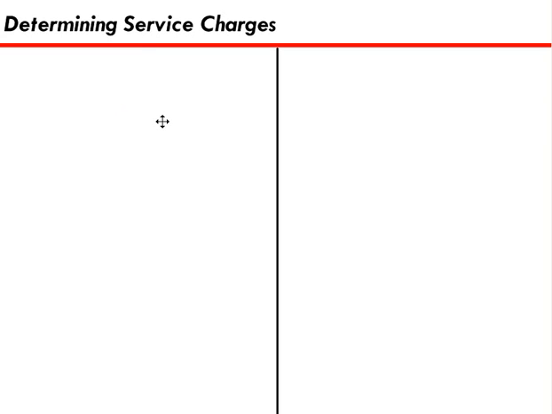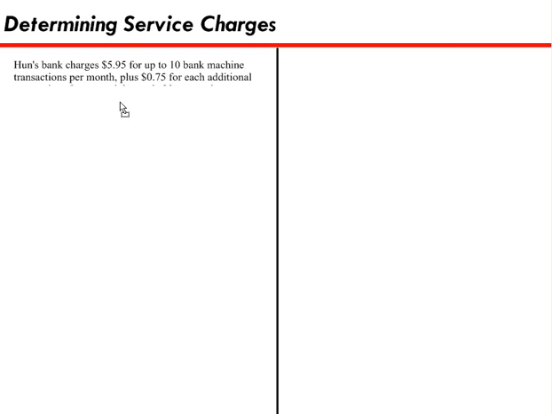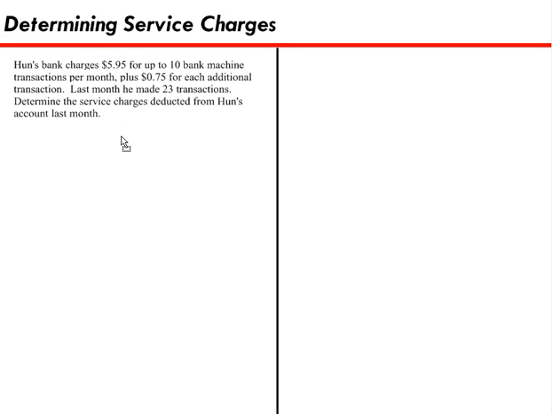Let's read our first example problem, and then I'll get you to try your own problem later on the right side of the screen. But first, Hun's Bank charges $5.95 for up to 10 bank machine transactions per month, plus an additional 75 cents per each transaction after that. Last month, he made 23 transactions. The question asks, determine the service charges deducted from Hun's account last month.